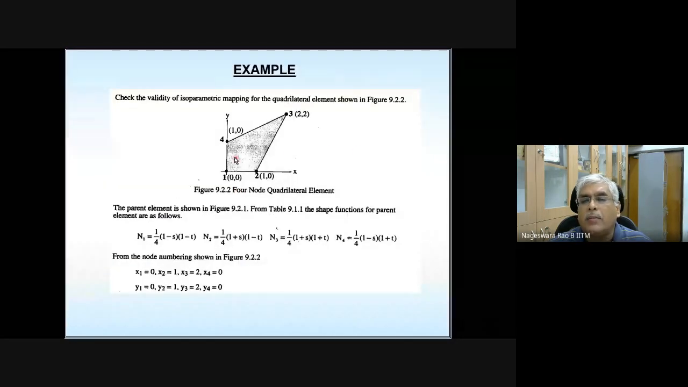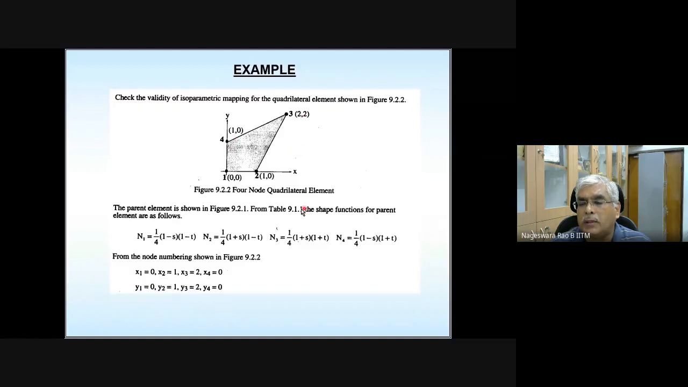So let's take an element like this. This is a 4-node element, and the node numbering is done in counterclockwise direction, and all the nodal coordinates are given. Coordinates of nodes 1, 2, 3, 4 are given, so you can easily write the isoparametric mapping. X as a function of S and T, Y as a function of S and T. X is equal to N1 X1 plus N2 X2 plus N3 X3 plus N4 X4. Similarly, Y is equal to N1 Y1 plus N2 Y2 plus N3 Y3 plus N4 Y4. So please take a note of it quickly.